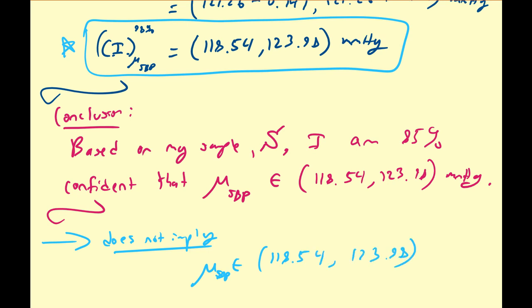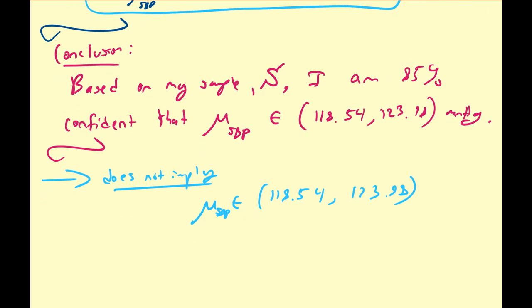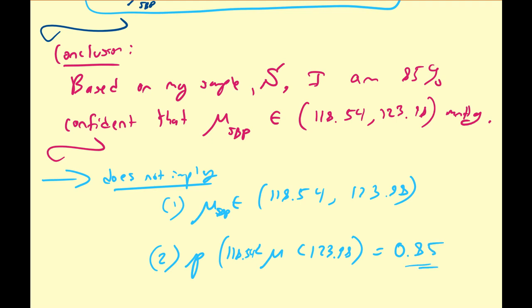So even if we were 100% confident that mu is in here, it does not necessarily mean that it is actually in there. So this is the first thing that it does not imply. It also does not imply that the probability that mu is in between these two numbers, 118.54 and 123.98, is equal to 0.85, because if that was the case, then I could have chosen another number here, and technically this probability could be anything. So these are the two things that it does not imply.